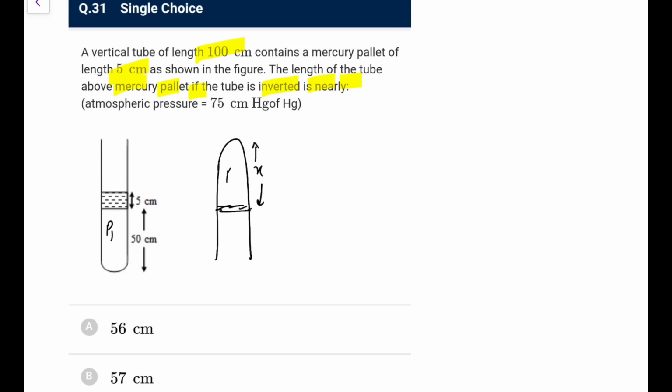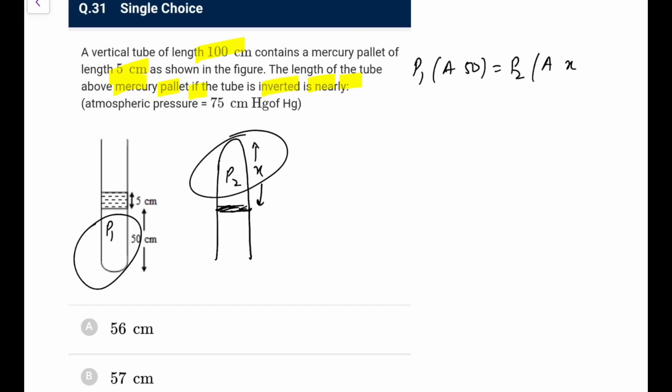So the pressure instead of P1 will become P2, and you again have this 5 cm of mercury. We generally take this to be an isothermal process. So P1 into area into 50 would be equal to P2 into area into x, and the area cancels. So P1 into 50 is equal to P2 into x. This is the first thing.